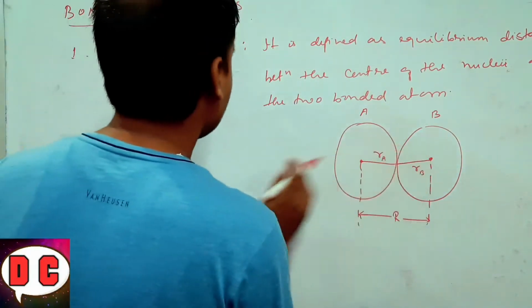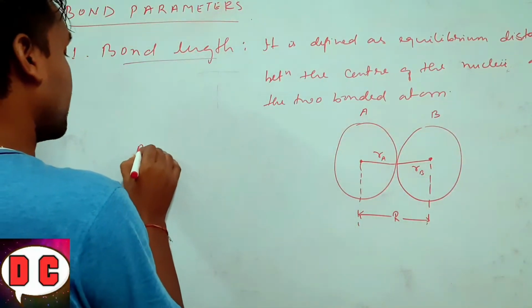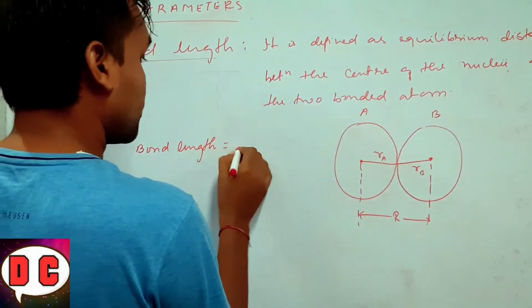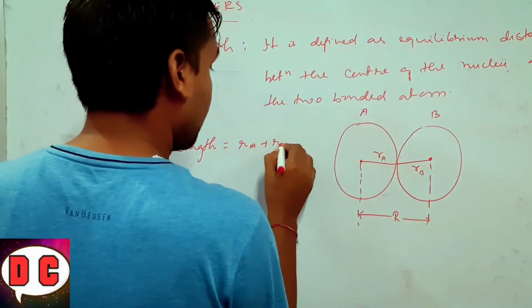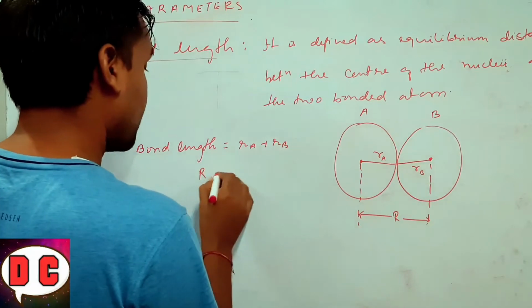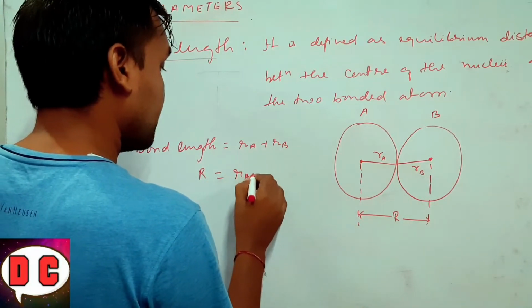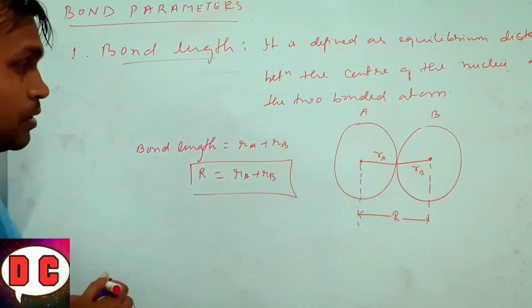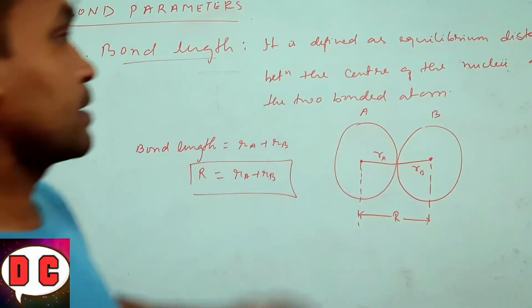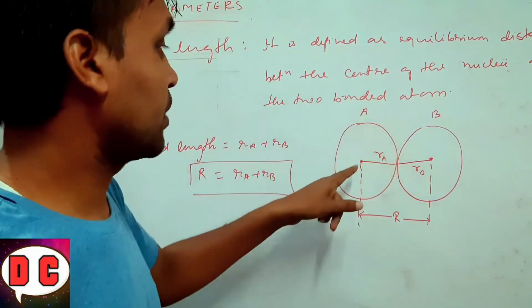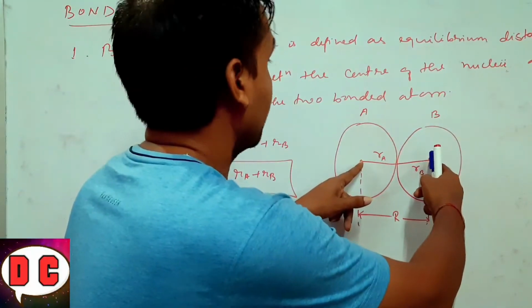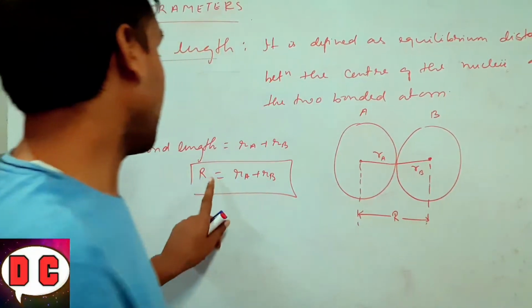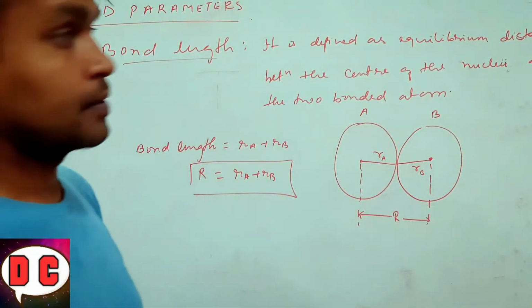So here, bond length is equal to RA plus RB. That is, R equals RA plus RB. This is called bond length. Got it or not? It is defined as the equilibrium distance between the center of the two nuclei of the two bonded atoms. This distance we call the bond length. Got it, dear students?